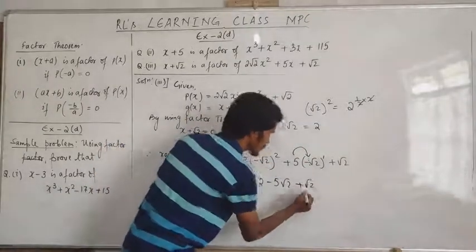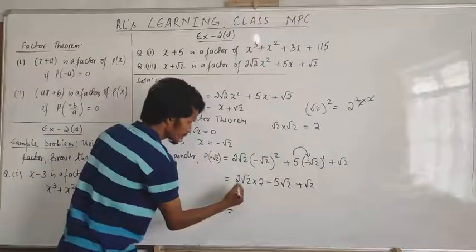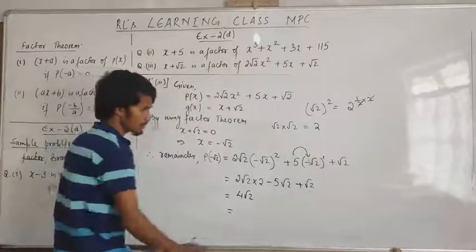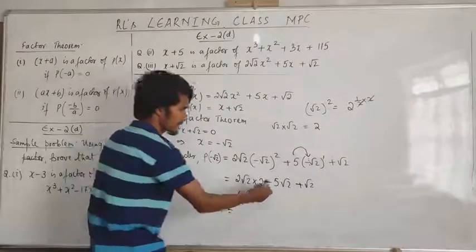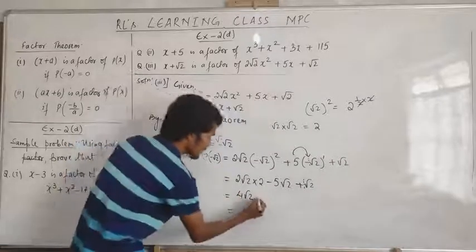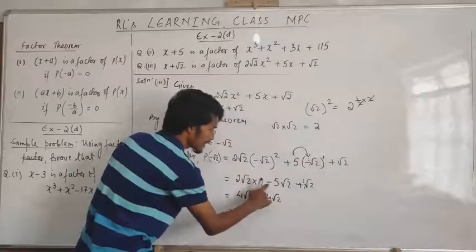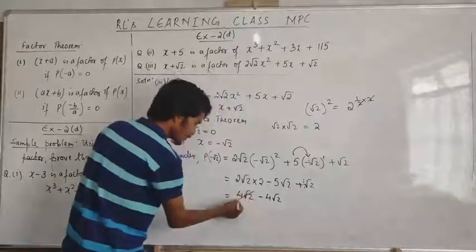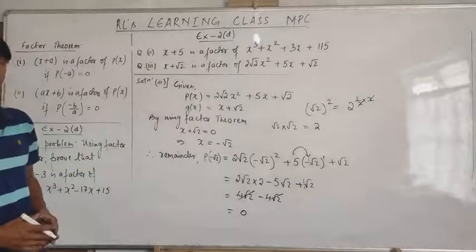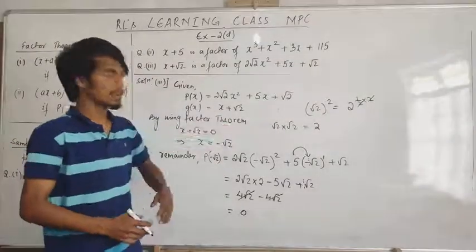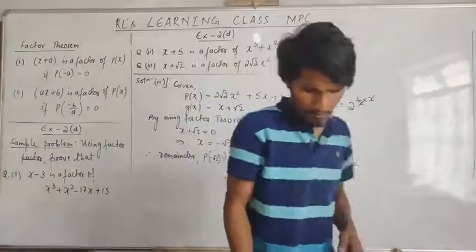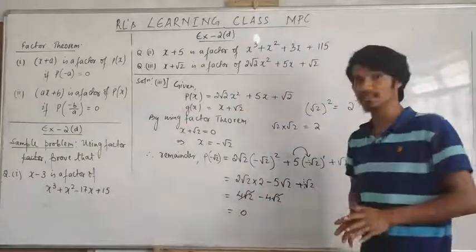Then plus root 2. Here 2 into 2 we get 4 root 2. Then minus 5 root 2 plus root 2: minus and plus will be minus. Here is 5, and consider here there is 1. Then 5 minus 1 will be how much? We get minus 4, because minus is greater than plus. Then 4 root 2 and minus 4 root 2 will cancel, leaving again 0. Now again we got the remainder 0, hence x plus root 2 is a factor of 2 root 2 x squared plus 5x plus root 2. Now this completes exercise 2c and exercise 2d.